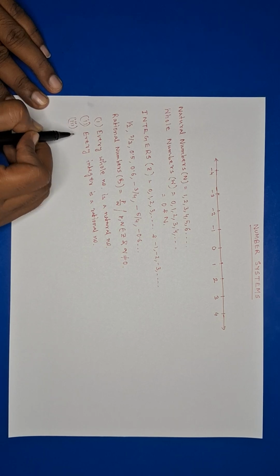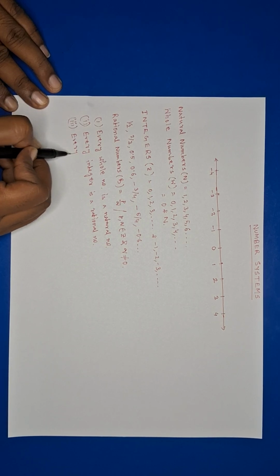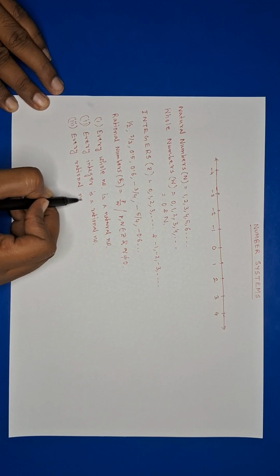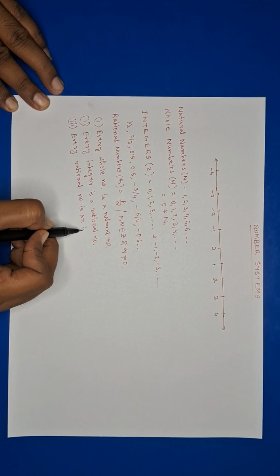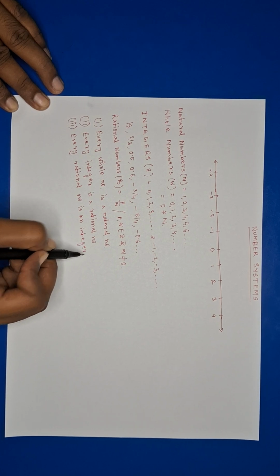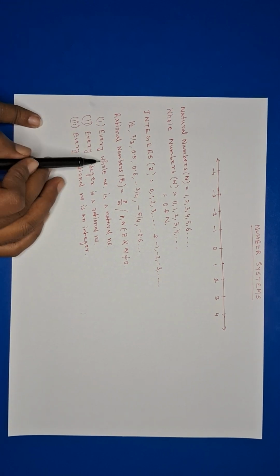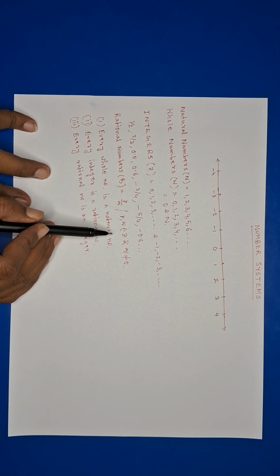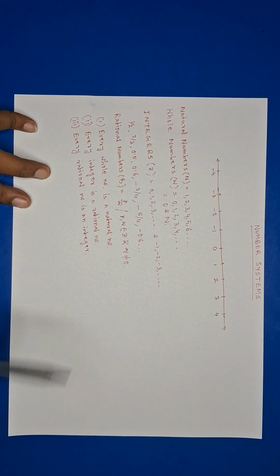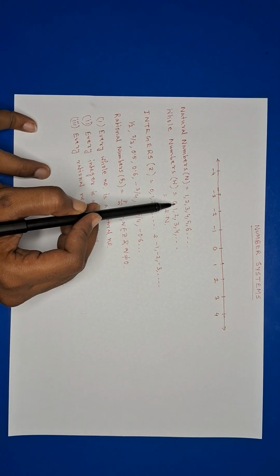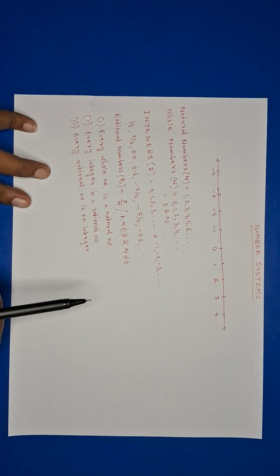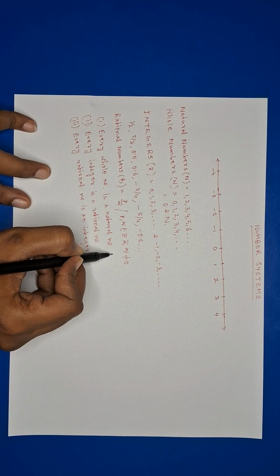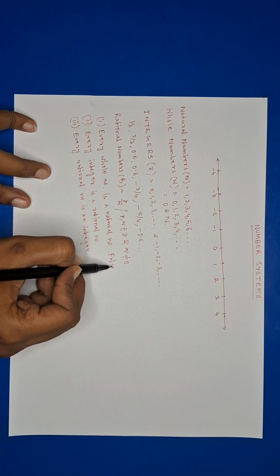Third statement is every rational number is an integer. So every whole number is a natural number. What are whole numbers? Whole numbers are 0, 1, 2, 3, 4, etc. Does 0 come under natural numbers? No. 0 doesn't come under natural numbers. So the first statement is false.